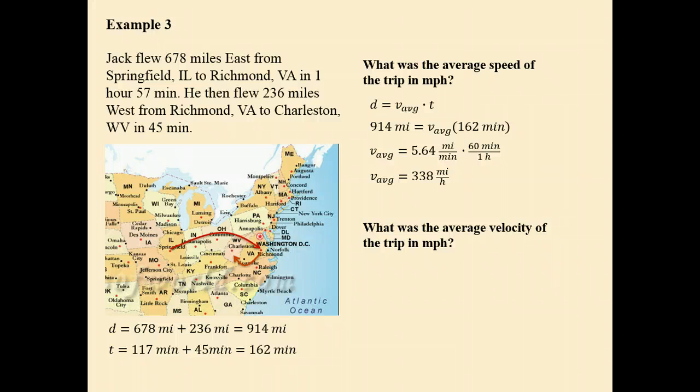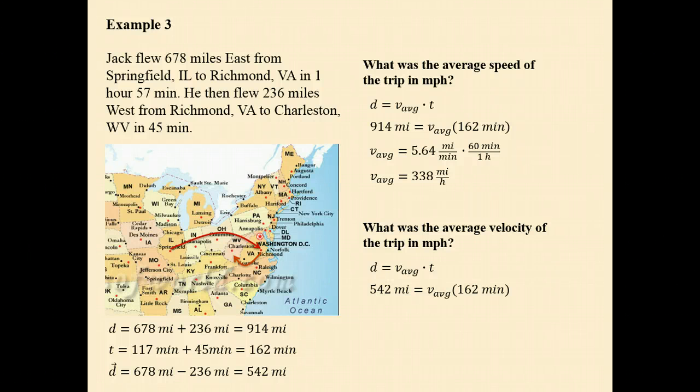Now let's calculate what the average velocity is during the trip. Velocity takes direction into account, so as I plug into the equation d equals v times t, I need to first plug in the total displacement. The displacement for this trip is 678 miles in one direction, minus 236 miles in the other direction, or 542 miles to the east in this case.